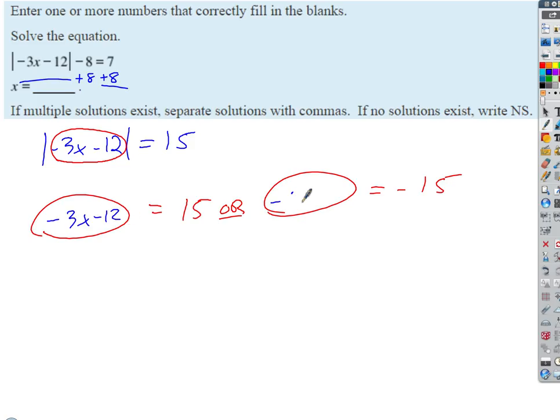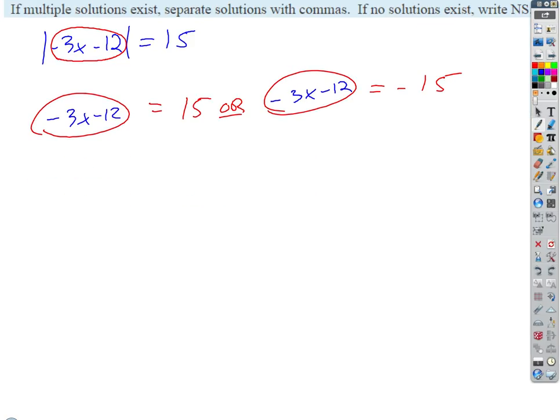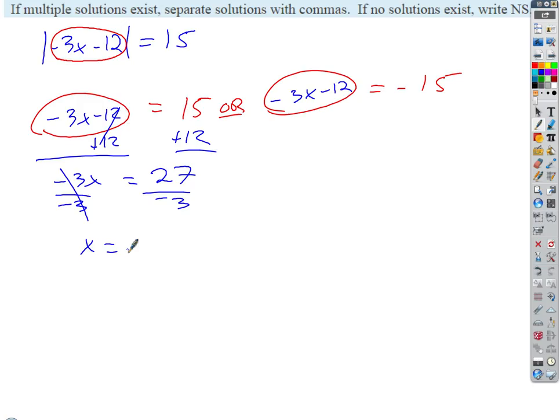And either way, from this point on, it's pretty easy, right? What are the steps I go through to get the x by itself over here? First, I add 12. So I get what, 27? Now what? Divide by negative 3. Negative 3, okay. So I get x equals what? Not 7. 9, there we go.